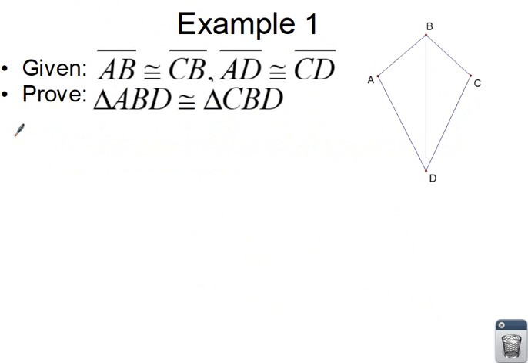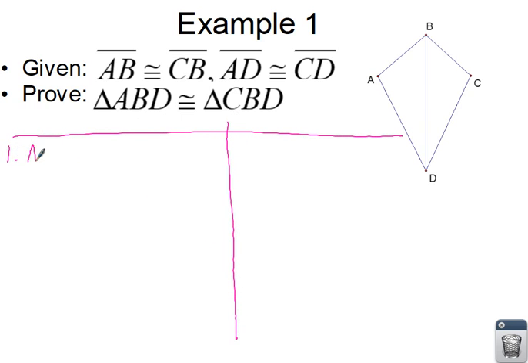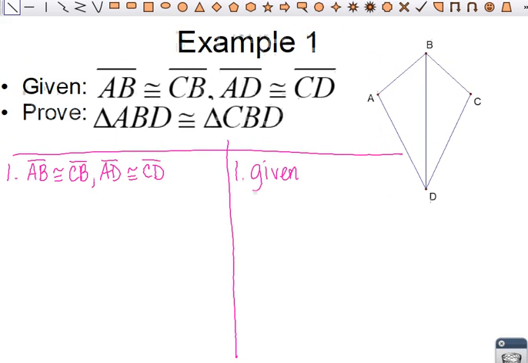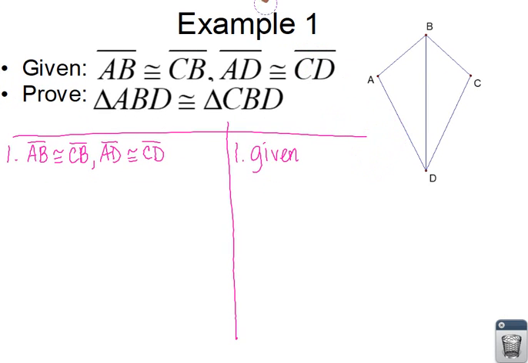Okay, so let's try one of these so you can see it in action. All right, just like before, first step is the given. We're just going to copy this down like we did before. We're going to put given. And then we're going to mark our picture with what we have so we can see it, because sometimes it's easier if you see it rather than just write it down and just hope for the best. Okay, so we're going to actually mark our picture. So it says AB is congruent to CB, and it says AD is congruent to CD. So that's what we have right now.